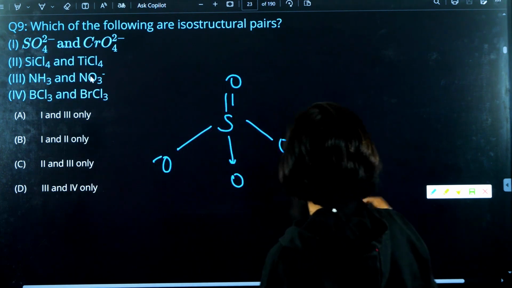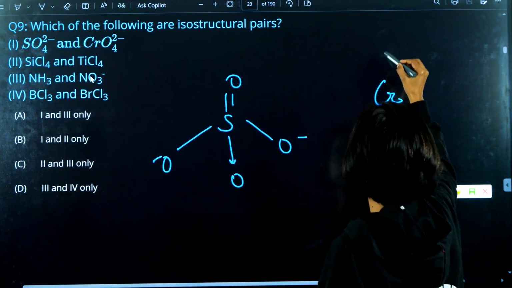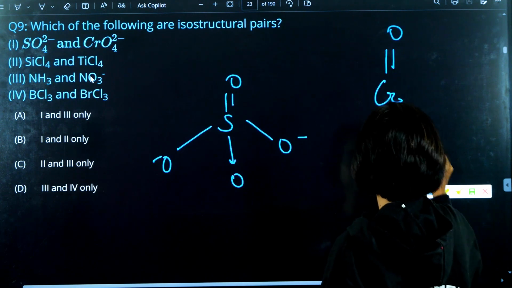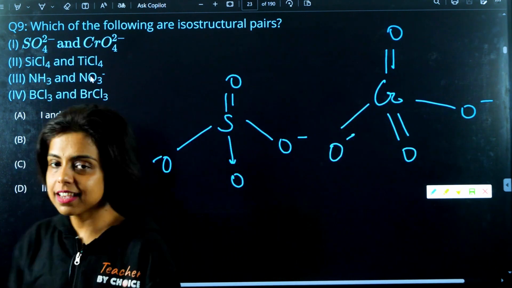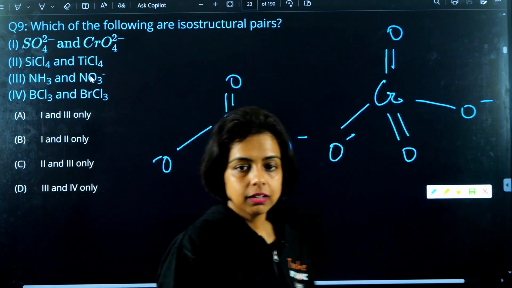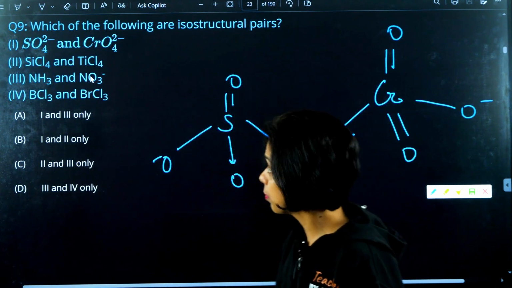Right? And same is the chromate. Both are isostructural. And then SiCl4, TiCl4, both are tetrahedral again, right? 4 bond pair around the central atom.